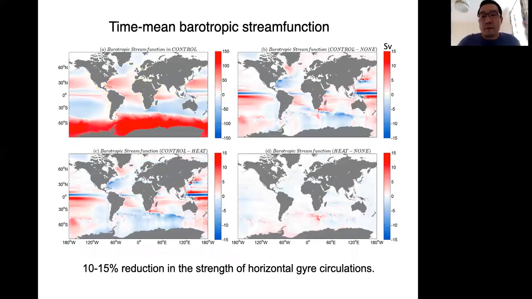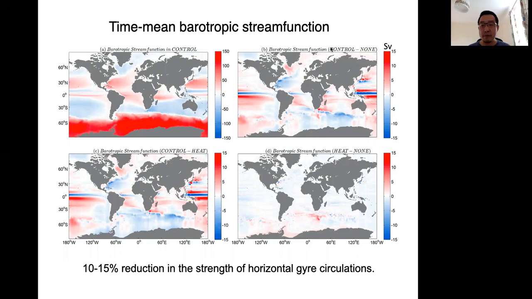Okay, so that's for the eddy field. If we look at the large-scale ocean circulation, there's also a noticeable difference. If we start from panel A, which shows the barotropic stream function, the depth-integrated transport simulated in control, we have the familiar subtropical gyre circulation and subpolar gyre circulation.